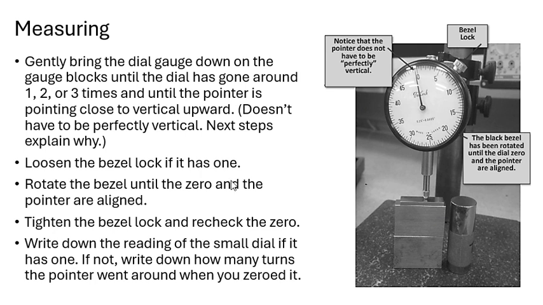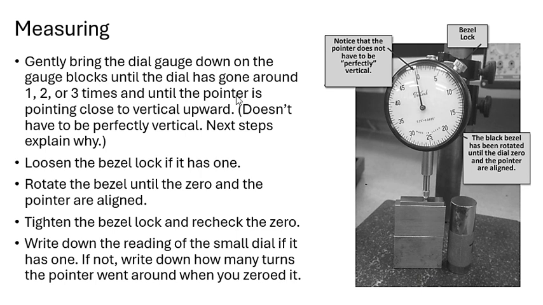So it's not that complicated. You're going to set it, mount it, and then prepare your object height, and then bring this down. As you bring it down, you're going to observe how many turns this pointer goes, and then use your bezel and make sure that the pointer is at 0. And of course you have to write down how many turns it went around before this contact touches the surface of, in this example, the gauge block stack.